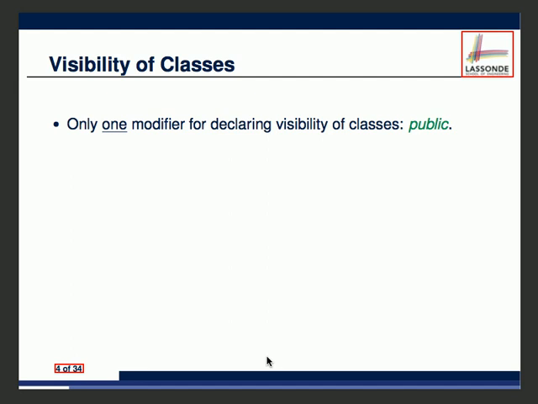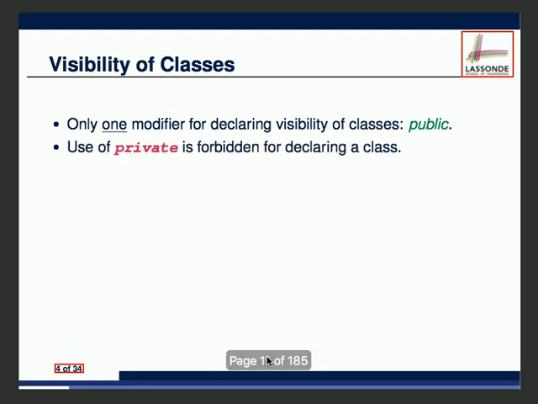If you want to declare the visibility for classes, there's only one modifier you may choose to use, which is called public. You cannot use private. You cannot say private class foo. You cannot do that. It's disallowed. So only one. In some way that makes it easier.